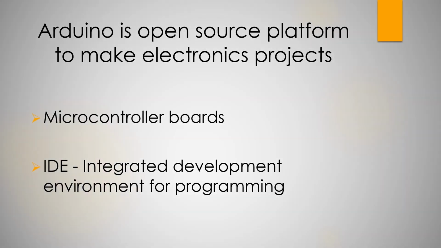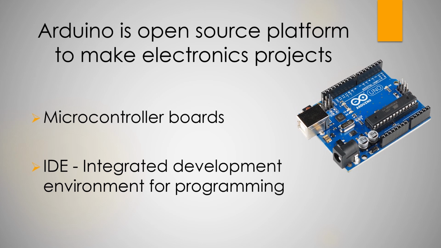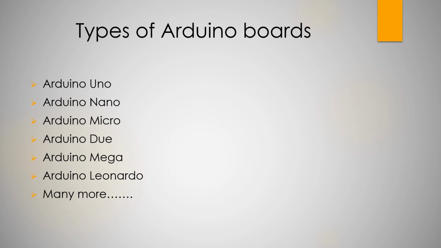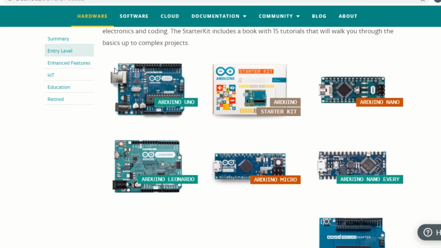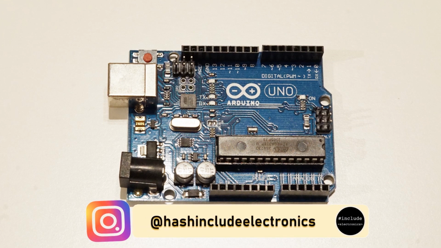Arduino is an open source platform to create electronics projects. It provides the hardware part, that is microcontroller boards, and also an IDE, that is integrated development environment, for coding and to upload programs into Arduino boards using the USB port. There are several types of Arduino boards, for example Arduino Uno, Arduino Nano, Micro, Mega, Leonardo and many more. However, we will take a look at the most widely used and easy to use board, which is Arduino Uno.